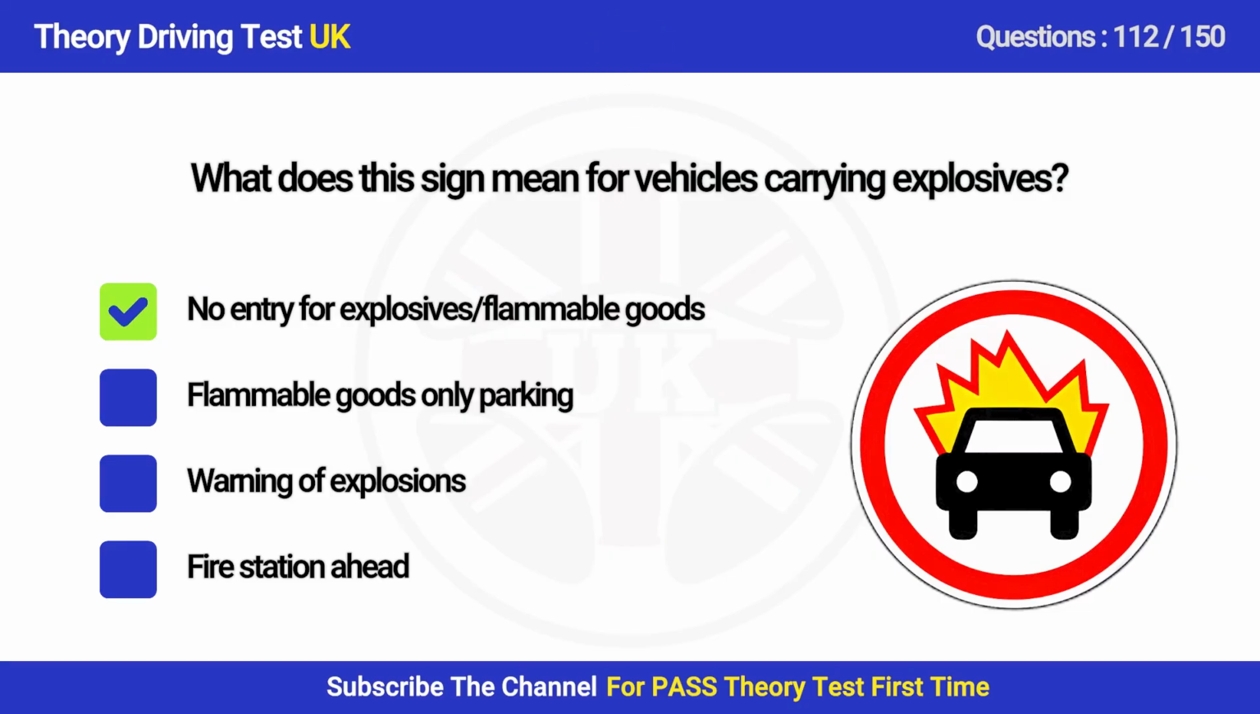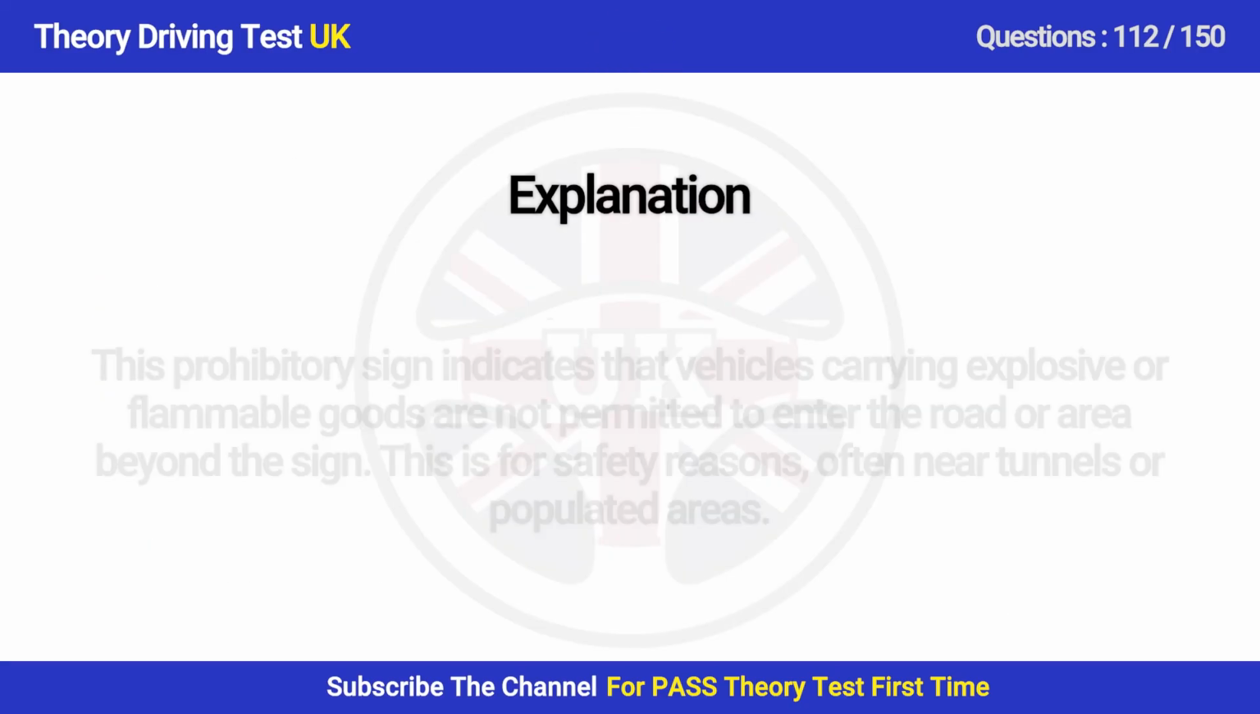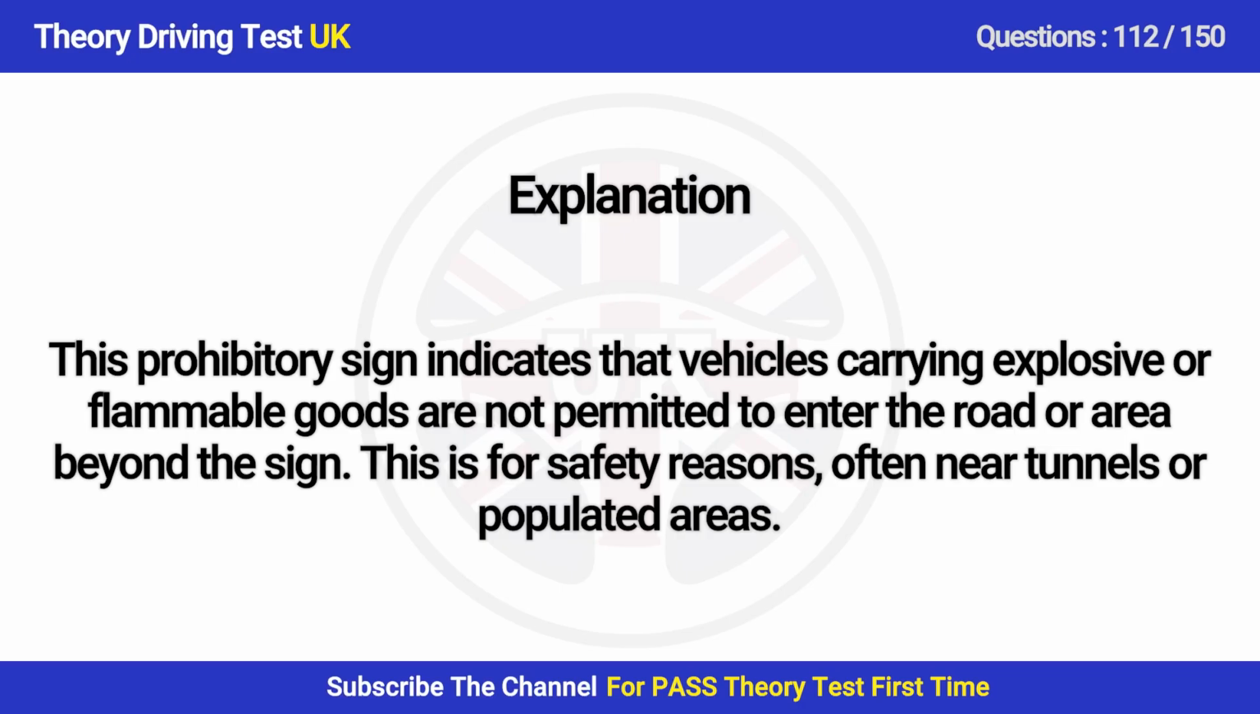Answer is A. No entry for goods. This prohibitory sign indicates that vehicles carrying explosive or flammable goods are not permitted to enter the road or area beyond the sign. This is for safety reasons, often near tunnels or areas.